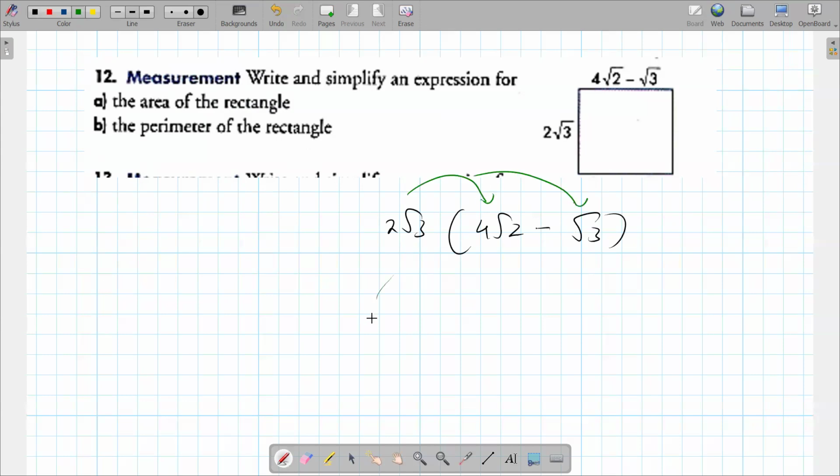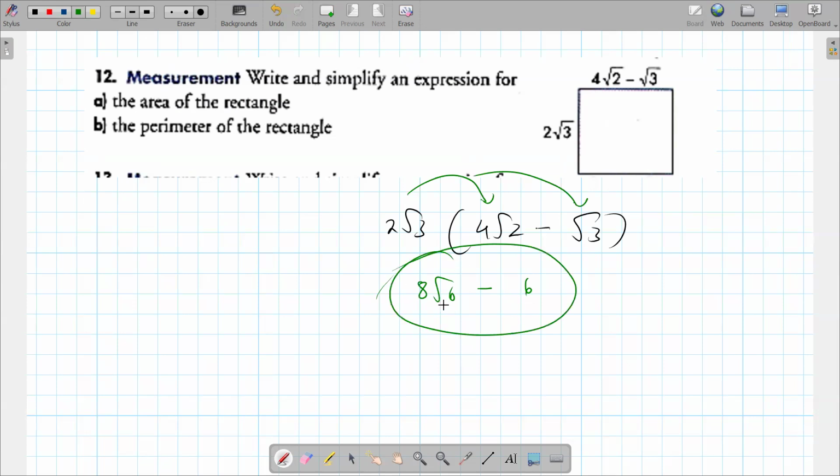What's 2 root 2 times 4 root 2? 8 root 6 is correct. Can root 6 be reduced? No. What about 2 root 3 times root 3? It's 6. Yes. So that's the final answer.